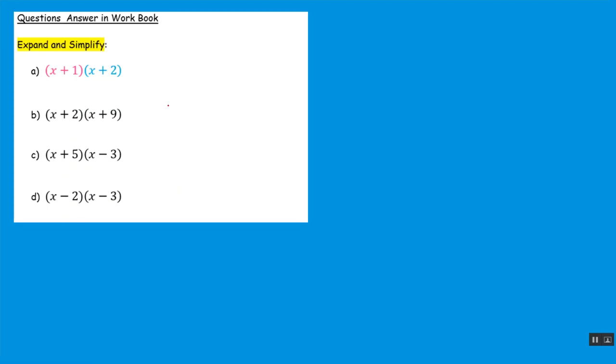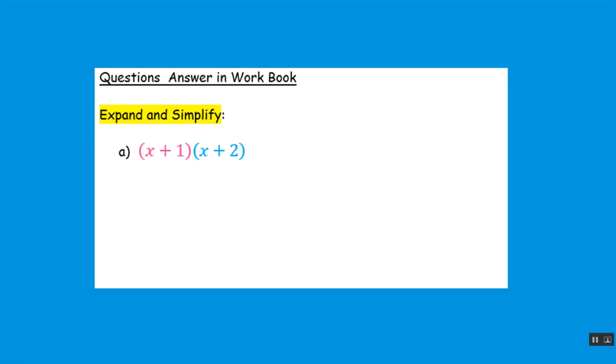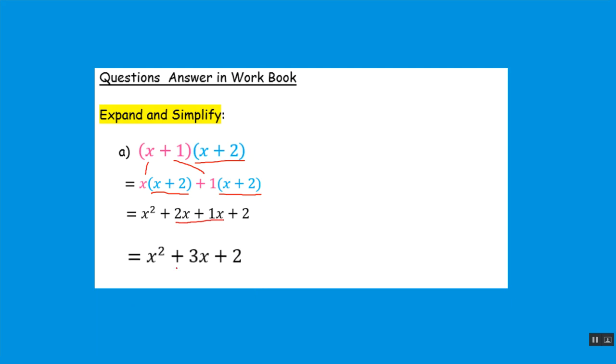So here are the questions. You can pause the video and try them, and then watch for the answers. So first of all, this one. I like the color system, so you might like to do that. So these parts in the same color. And then break up this bracket to give you x and the plus 1. Expand the brackets. Collect like terms. And that's the final answer.